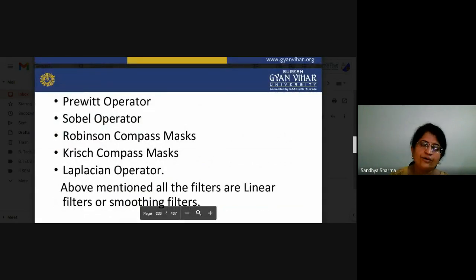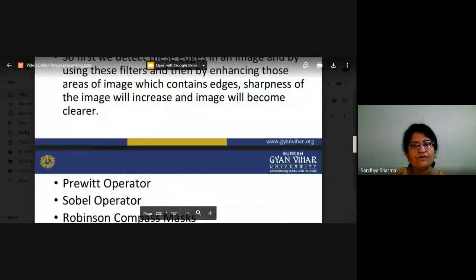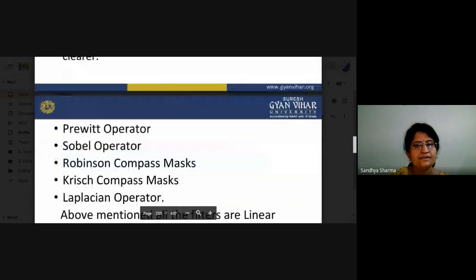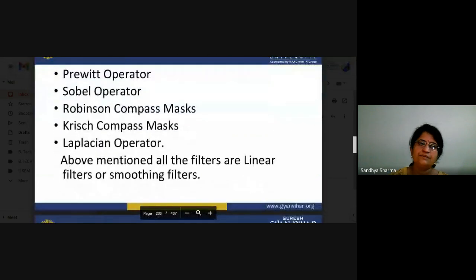So according to that, we have to use different types of filters for enhancing the edges of our image: Prewitt operators, Sobel operators, Robinson compass mask, Kirsch compass mask, Laplacian operators. So all the above mentioned filters are linear or smoothing filters.